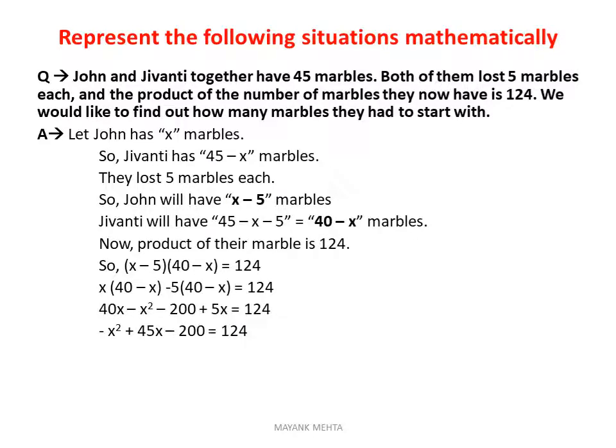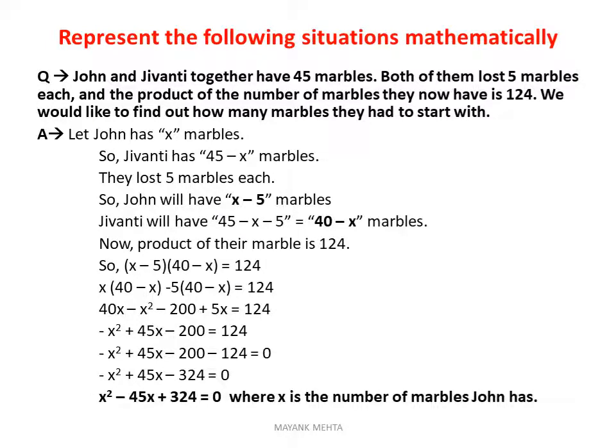So you will get minus x square plus 45x minus 200 is equal to 124. You will take 124 on this side. So you will get minus x square plus 45x minus 200 minus 124 is equal to 0. If you further simplify, then minus x square plus 45x minus 324 is equal to 0. You can see here x square has a negative coefficient. So what I will do, I will multiply the whole equation by negative 1. So it will become x square minus 45x plus 324 is equal to 0.